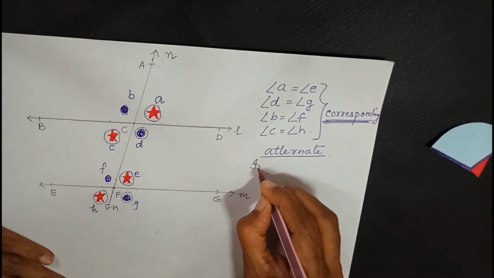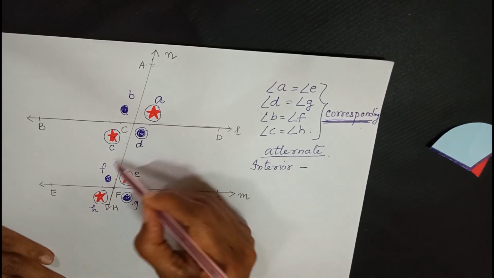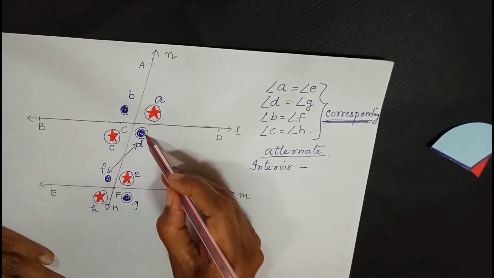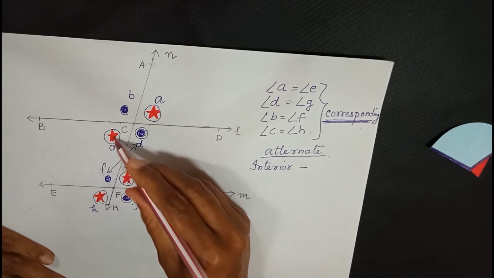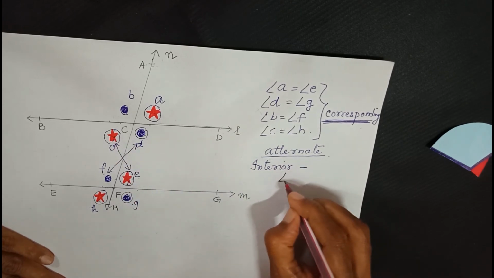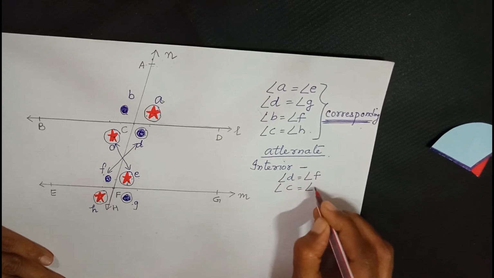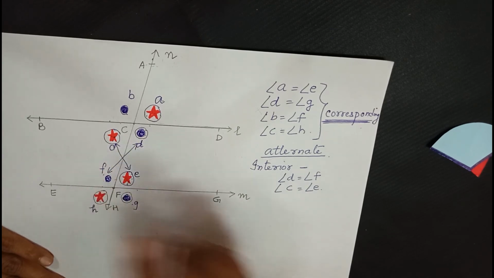Now let us see the interior alternate angles. Now you can see these two are interior alternate angles, and you can see they are equal in measure. Similarly, these two you can see are equal in measure. So you get angle D is equal to angle F and angle C is equal to angle E. That means alternate angles also are equal in measure.